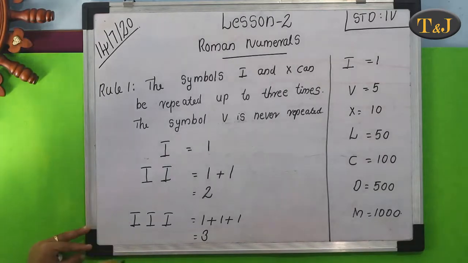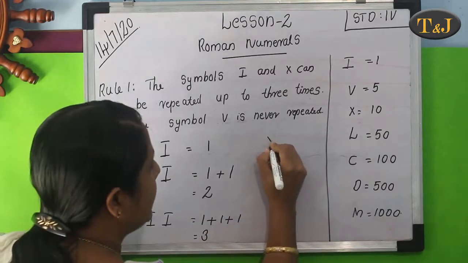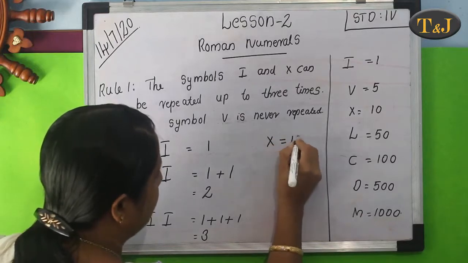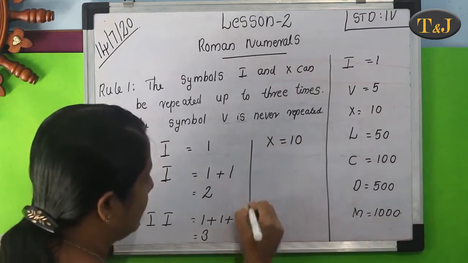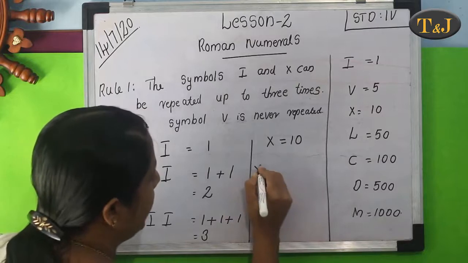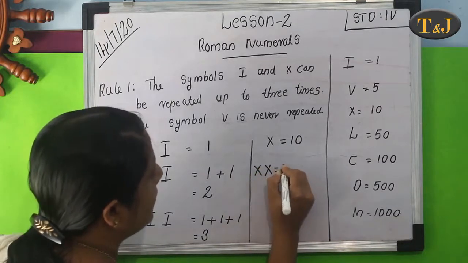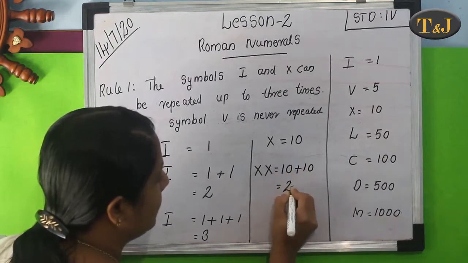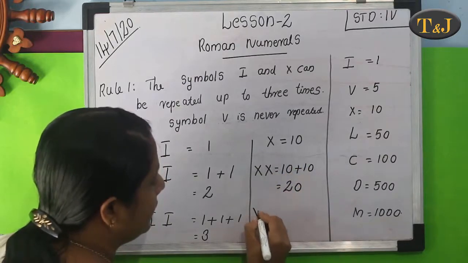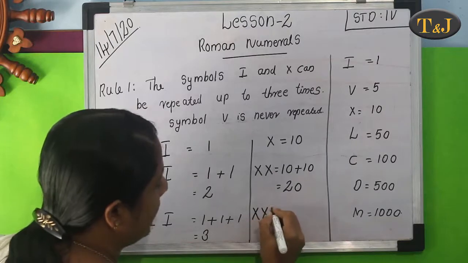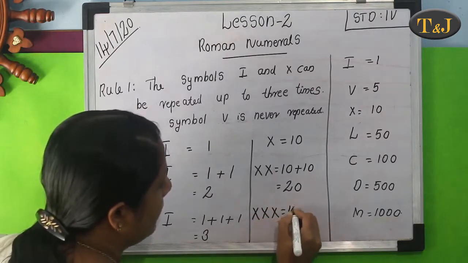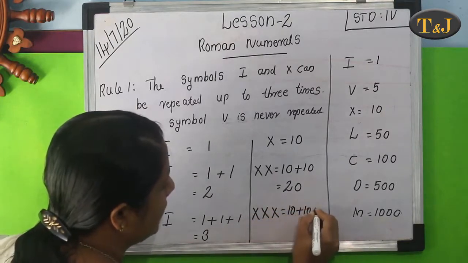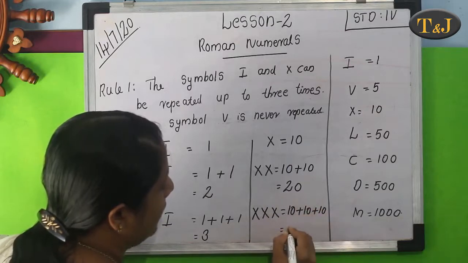Next our symbol X. We know that X equals 10. Then 2 X's, XX, that is 10 plus 10 equals 20. Next 3 X's, XXX, equals 10 plus 10 plus 10 equals 30.